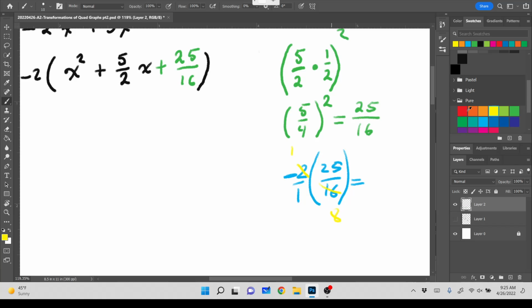Okay, so let's go with a darker green since we're mixing green and blue. So we're going to do the opposite of that. So we're going to plus 25 over 8. I guess I should finish writing this out. Yes, negative. Do the opposite of that to get rid of it, right?